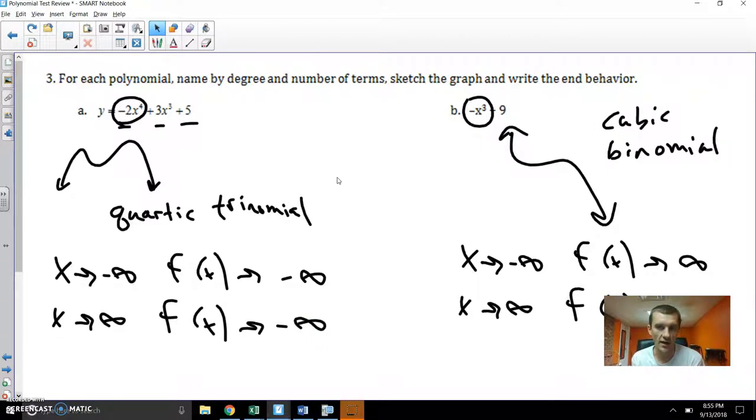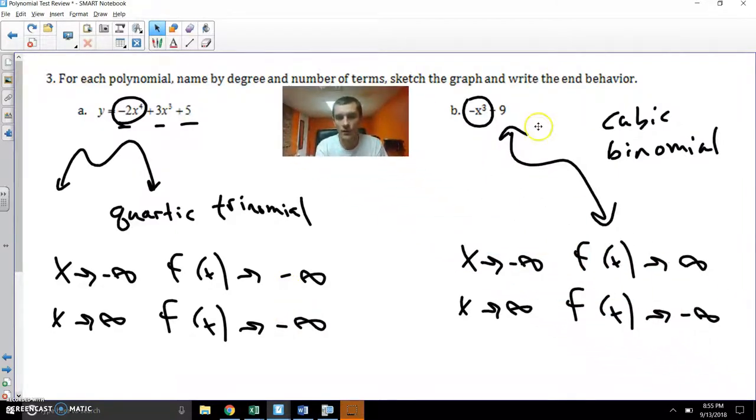Number 3, we've got for the polynomial, each one needs to be named by degree and number of terms. Sketch the graph and write the end behavior. So this right here on the left is a quartic trinomial. It's a power of 4. It has 3 terms. Because it's a negative, it goes down, down. And that's what this part right here is saying, negative infinity for both ends.